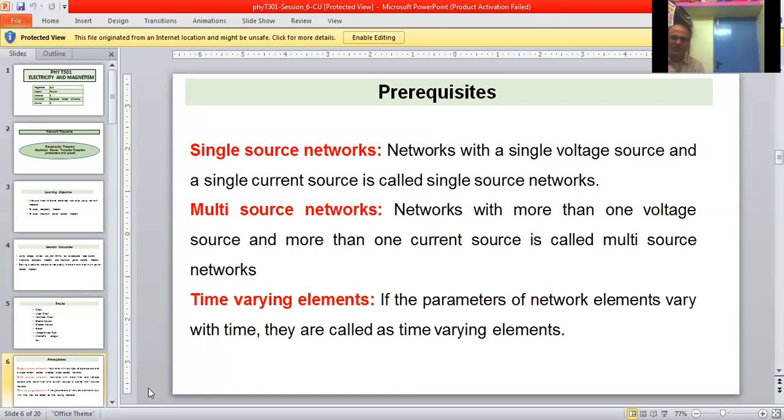Then, time varying elements: if the parameters of the network elements vary with time, they are called time varying elements. For example, take a capacitor. When the key is switched on, the capacitor starts charging and its value goes on increasing until it reaches its maximum value. So initially, with respect to time, its value is changing. That kind of element is called a time varying element.